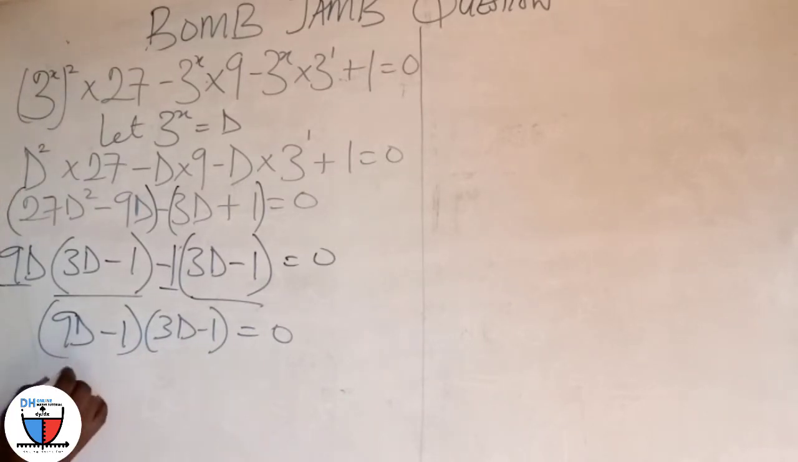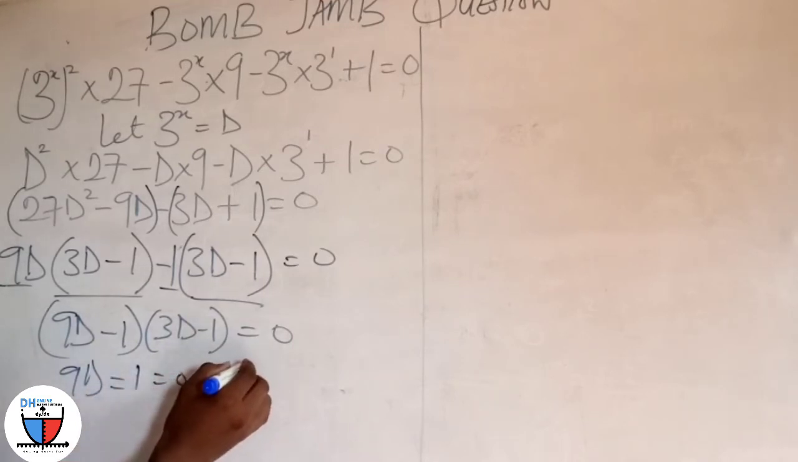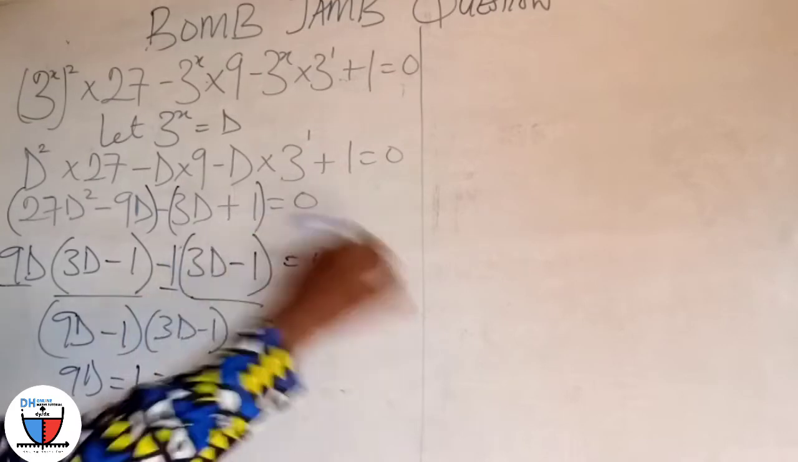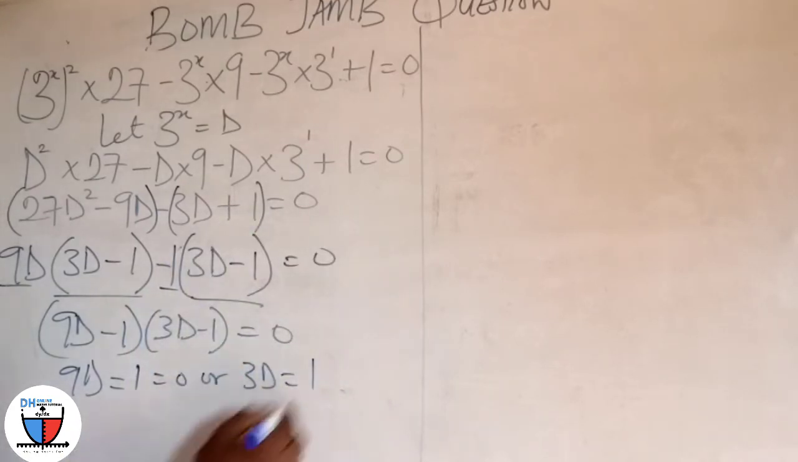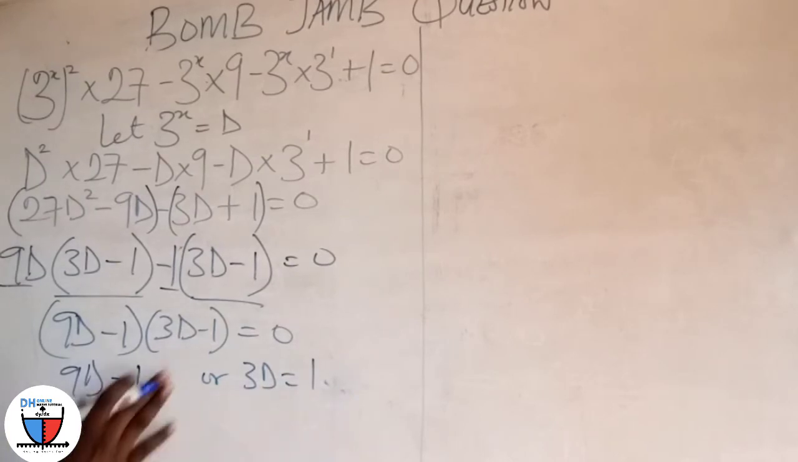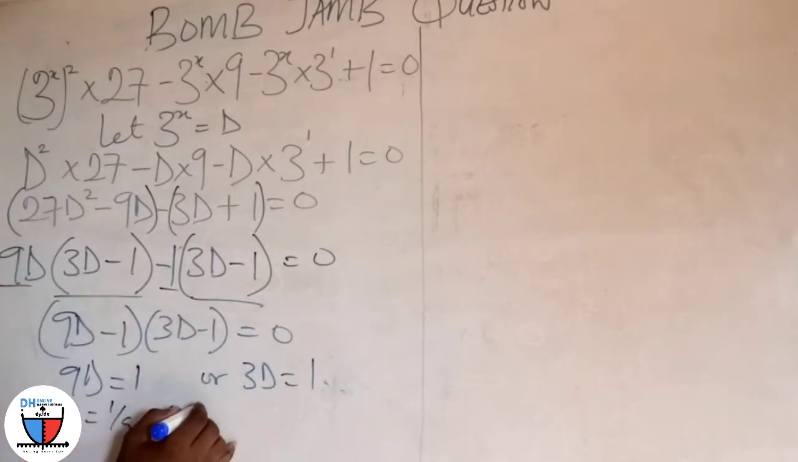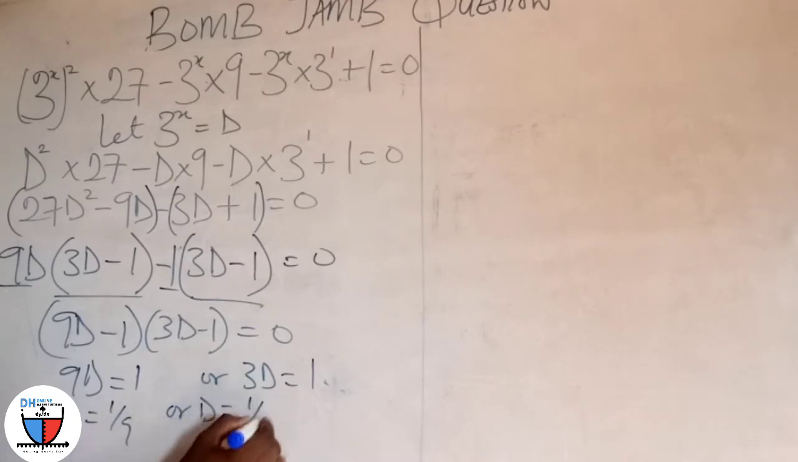I'm going to say from here now, looking at it, 9D equal to minus 1 moves to the other side and becomes plus 1 equal to 0, or 3D minus 1 moves to the other side and becomes plus 1 equal to 0. There is no need to put equal to, since I've said moving to the other side. So divide both sides by 9 here. It gives you D is equal to 1 over 9, or here we see D is equal to 1 over 3.